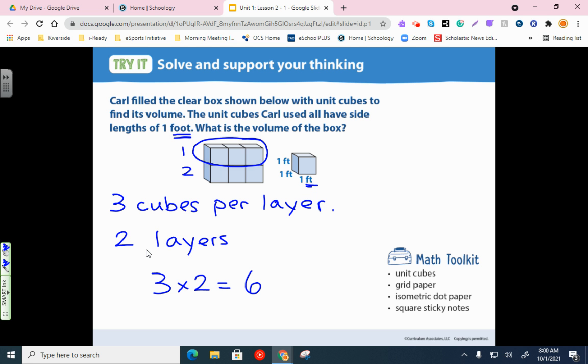However, my answer can't just be 6 when I'm dealing with volume. There's something being measured here. So since it's feet, that's going to be 6 cubic feet. 6 cubic feet for that one. So again, just pay attention to what's being used there. To give a full proper answer, you need to actually put that. So it's really important to make sure you have this in your final answer.